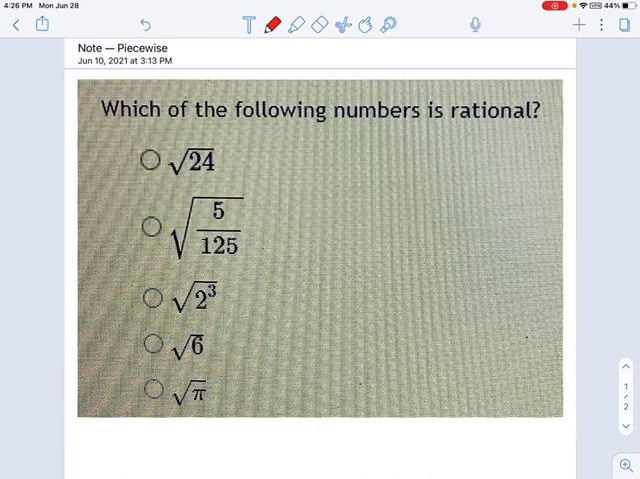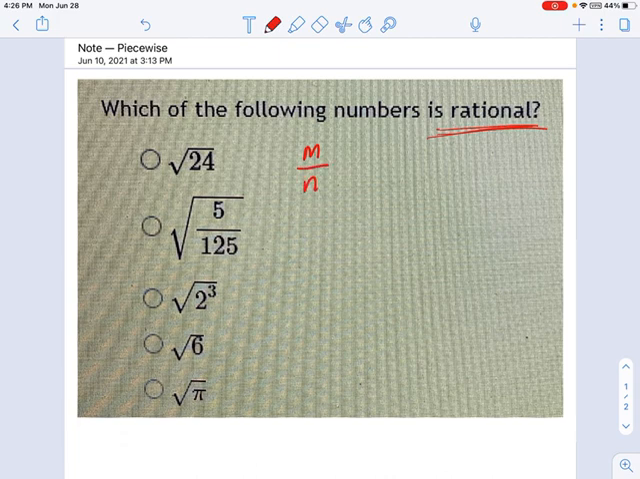In this question, we're asked, which of the following numbers is rational? Okay, and it really helps if you know what rational means before you try to answer this question. Rational in mathematics means it's some number divided by another number.